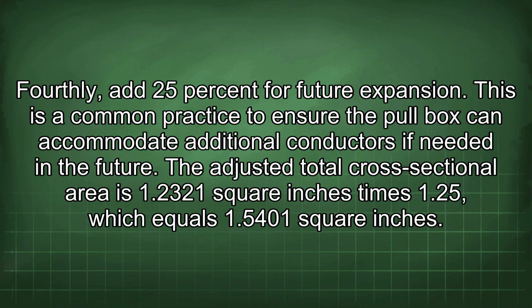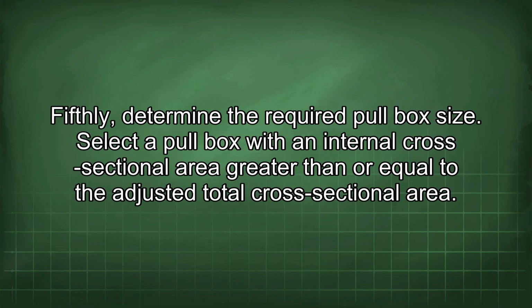Fourthly, add 25% for future expansion. This is a common practice to ensure the pull box can accommodate additional conductors if needed in the future. The adjusted total cross-sectional area is 1.2321 square inches times 1.25, which equals 1.5401 square inches. Fifthly, determine the required pull box size.